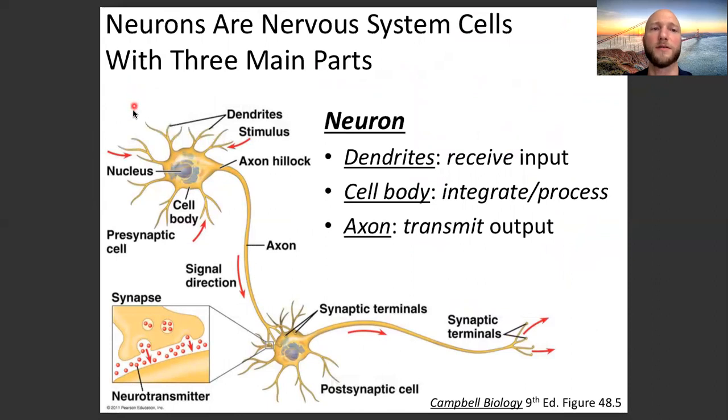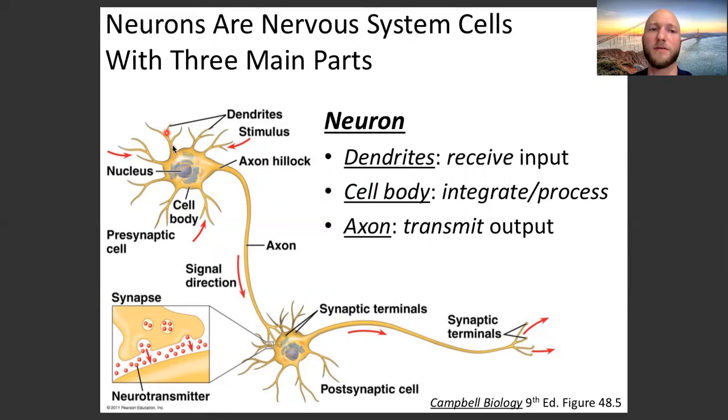All right, so neurons are nervous system cells with three main parts. I've used a lot of this terminology already, but let's get into it. Cell body. The cell body is pretty self-explanatory. It's where the nucleus is. It's where all those organelles are. It's where all that machinery is. It's the integrative center. It's the processing center. It's the factory for proteins. It's the factory in the brains.